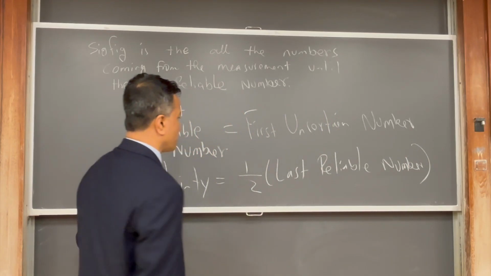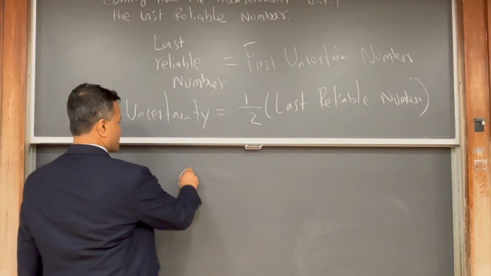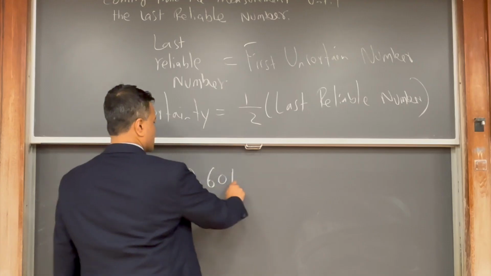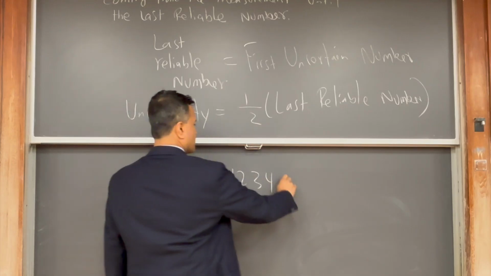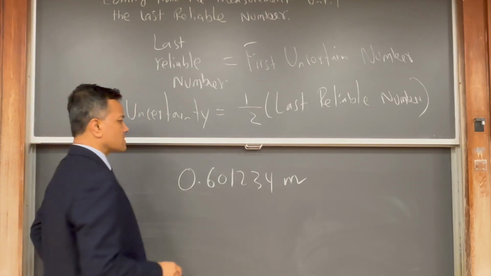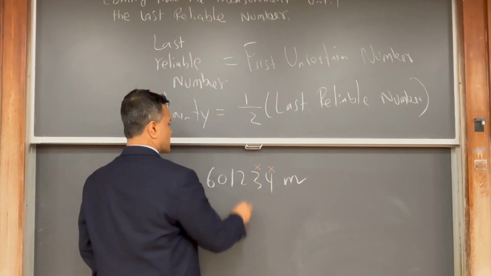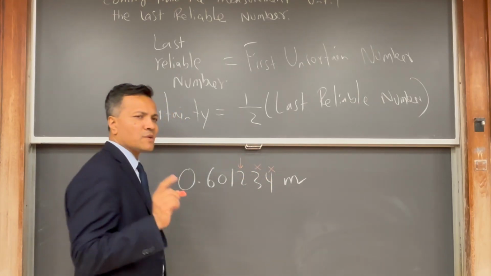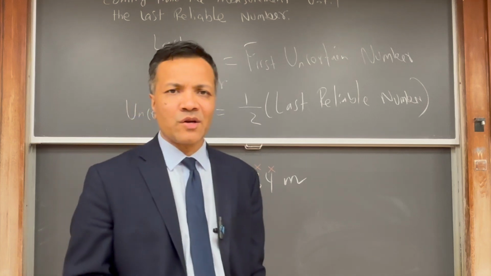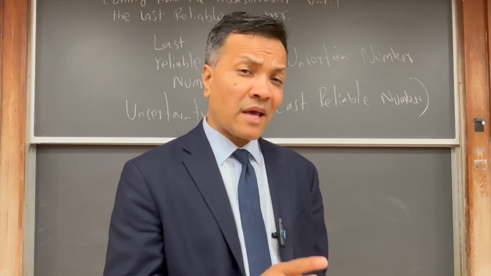Okay, so for example, if this is the number that comes from your measurement, 0.60123 meter, what is the last reliable number? The last reliable number is definitely not 4, definitely not 3. The last reliable number is 2. Why is that? Because the human eye can only see 100 micrometer, which is 0.1 millimeter. Beyond that the human eye cannot see.